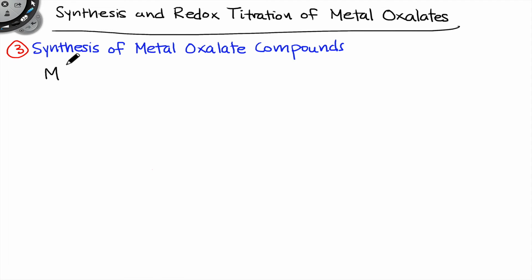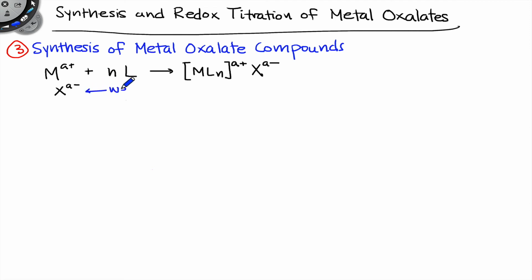To begin thinking about how we're actually going to make these transition metal oxalate compounds, I want to go all the way back to our general reaction for the synthesis of a coordination complex. M^a+ plus n L goes to MLn^a+. And of course here typically we have counter ions to counterbalance that positive charge.